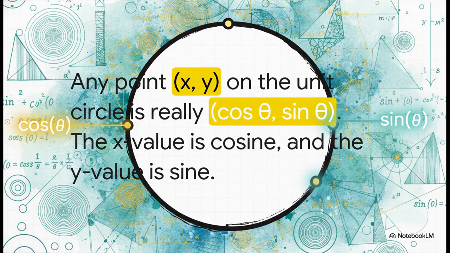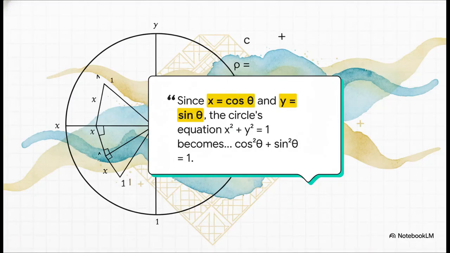That one simple idea changes everything. And just like that, unlocking that secret gives us our first major power-up. Remember that equation for the circle, x squared plus y squared equals 1? Well, if we just swap in our new definitions, if x is really cosine and y is really sine, then we get cosine squared plus sine squared equals 1. This is the famous Pythagorean identity, and it's probably the most useful, most important identity in all of trigonometry.